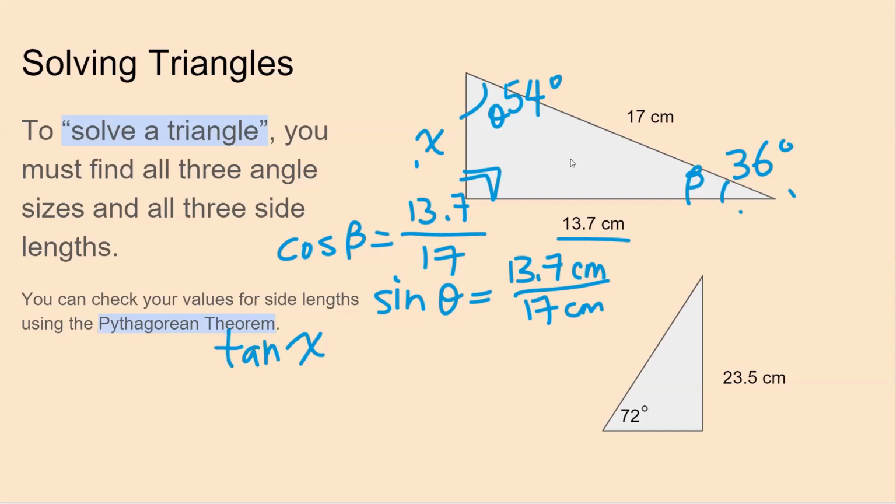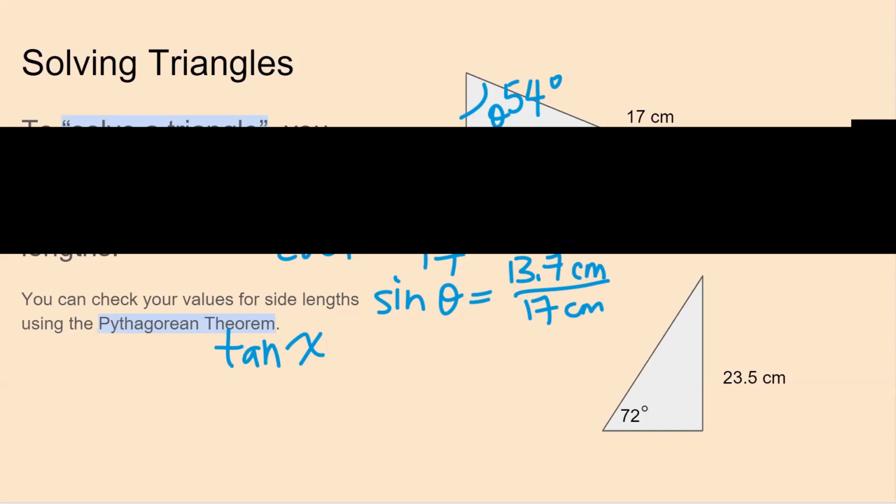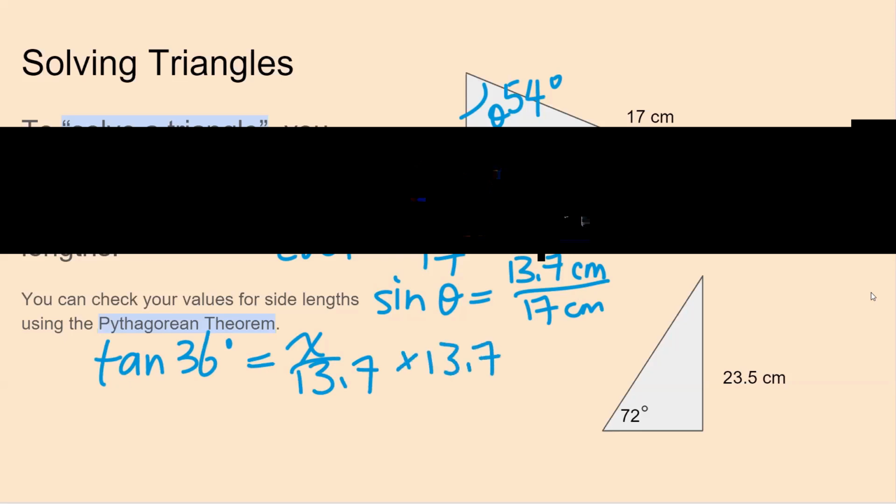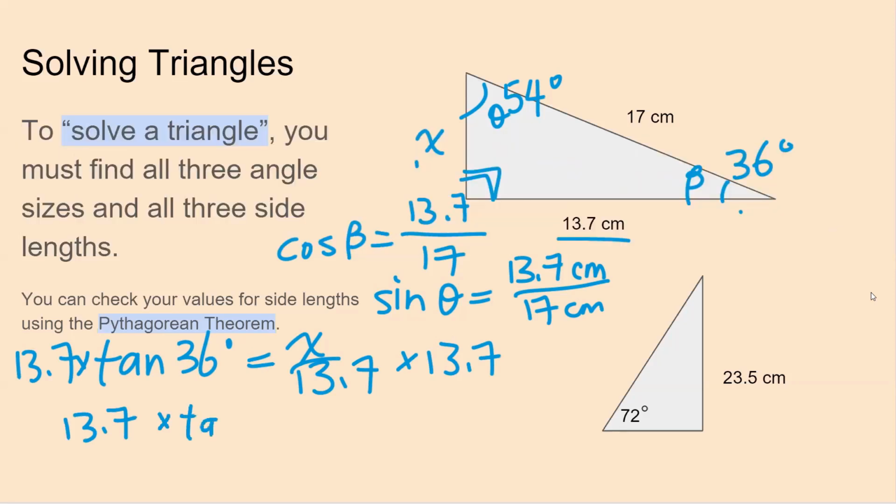Tan of x is equal to opposite. Oops, sorry. So the tan of 36 degrees is equal to x over 13.7. Remember, opposite is x, adjacent is 13.7, so this is the tangent ratio. Now we can't just put this into our calculator. We first have to isolate x. So we can just multiply both sides by 13.7. That will give us 13.7 times tan of 36.